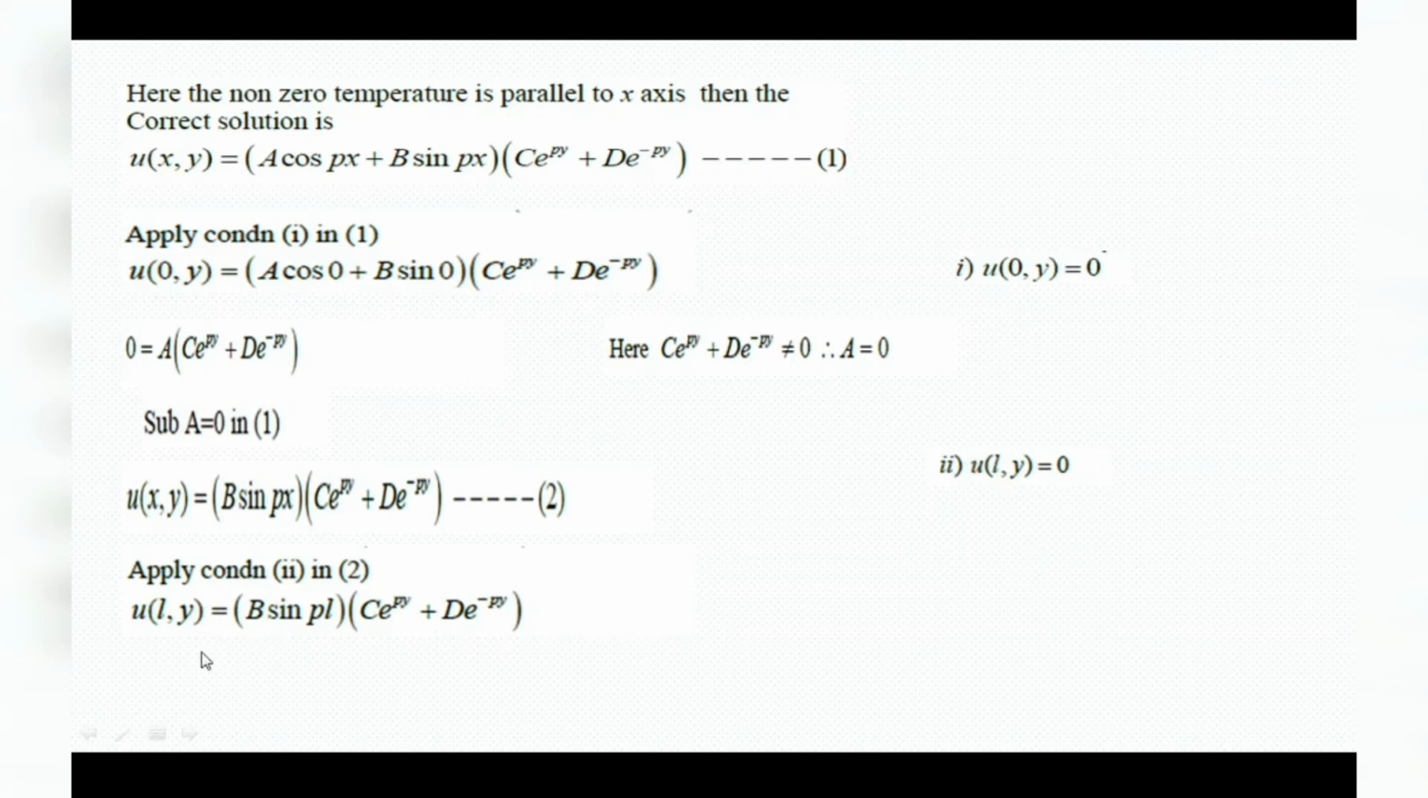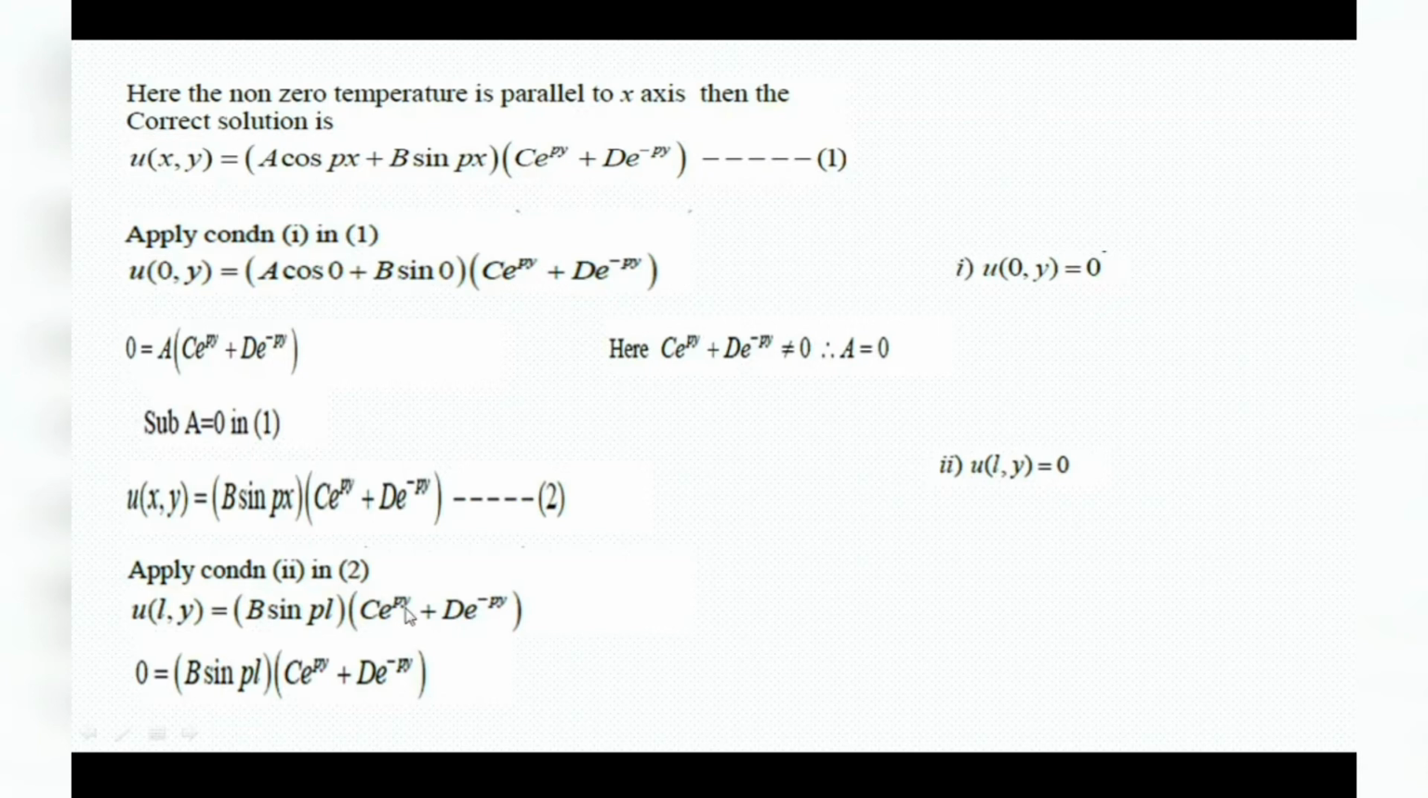Now, that 0 equals B sin PL into C e power PY plus D e power minus PY. Now in this, we will have sin PL equal to sin n pi, because we have discussed in the previous four parts how we are getting this. Here, B cannot be 0.